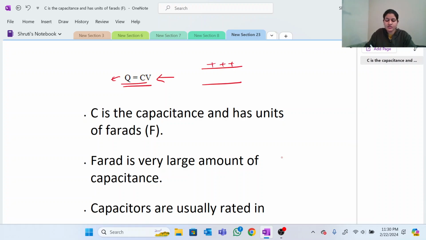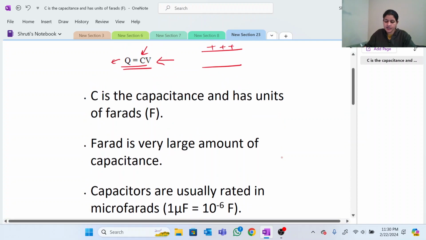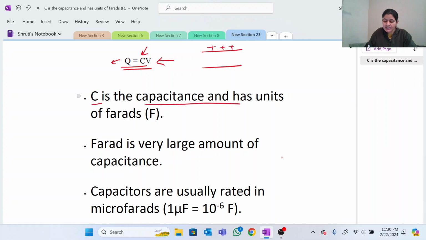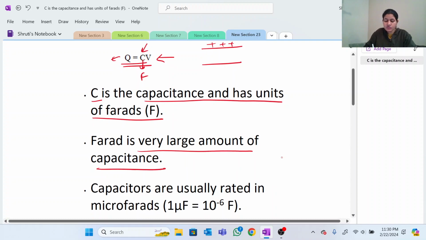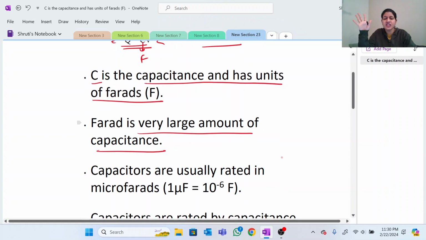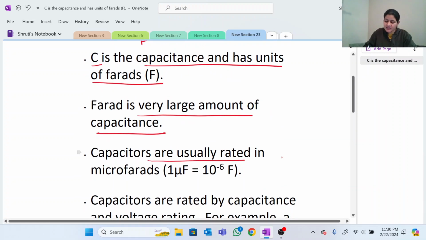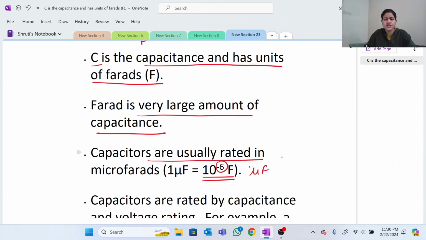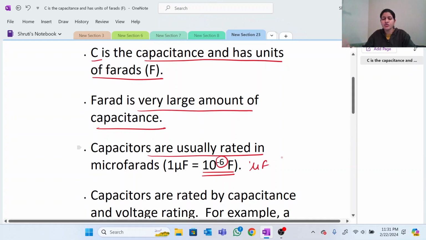I have taken one example below, which I'm going to discuss. Meanwhile, C is the capacitance and has the unit of farad. Do remember this. Farad is a very large amount of capacitance, right? 1 farad is very huge, and generally capacitors are rated in micro units, 10 to the power minus 6, that is microfarad. So usually you will see this microfarad rating, not 1 farad or 2 farad; microfarad is the more general one.